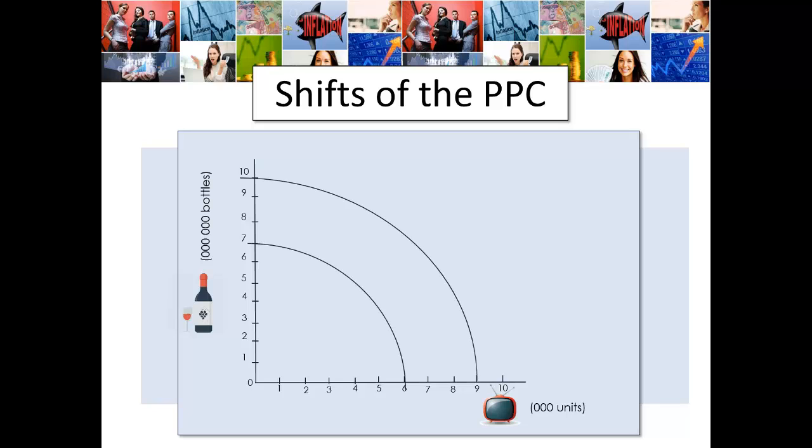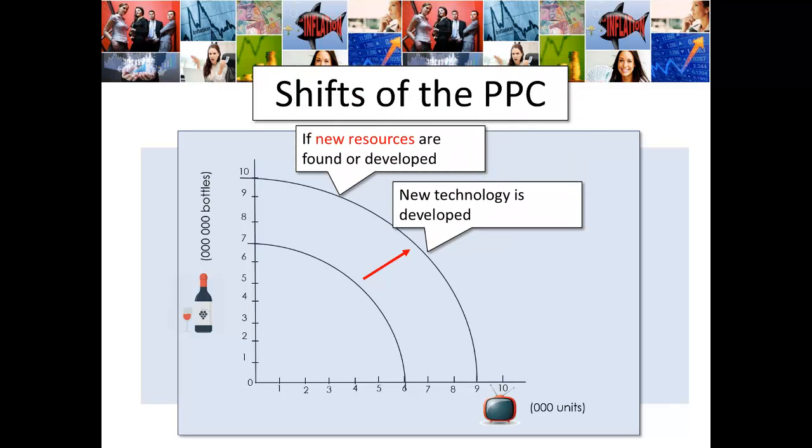Now, remember the assumptions of the PPC? Resources and technology are fixed. So if these assumptions are lifted, then we can shift the PPC. So if new resources are found or developed, or new technology is invented and developed, then this will enable the economy to produce more of one or both of these goods.